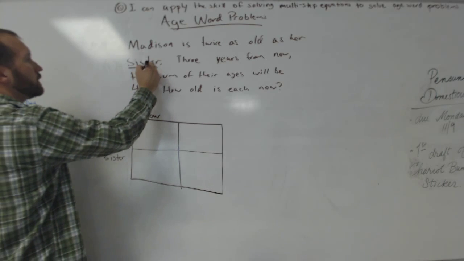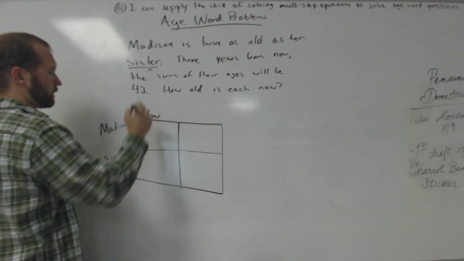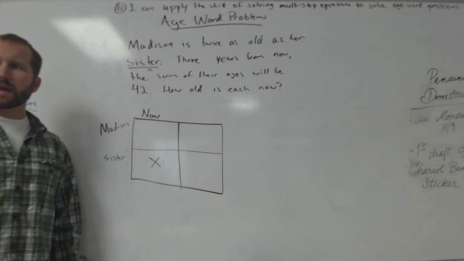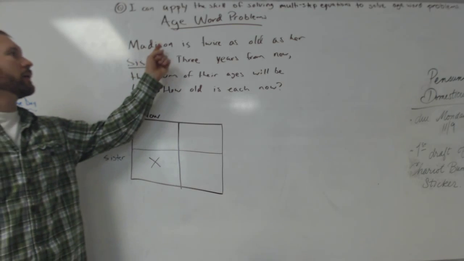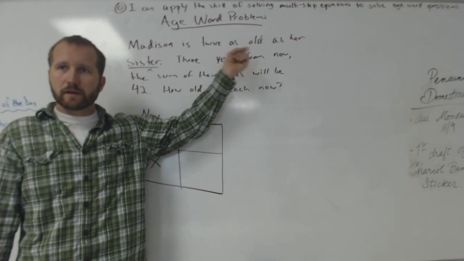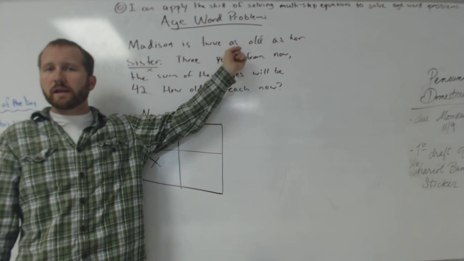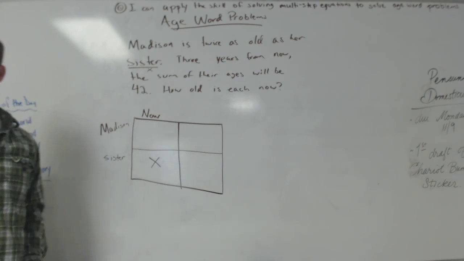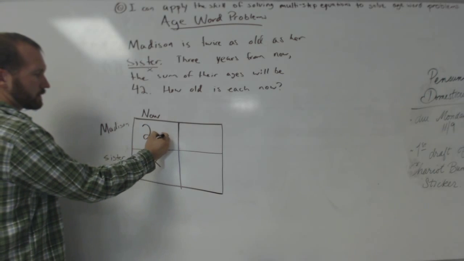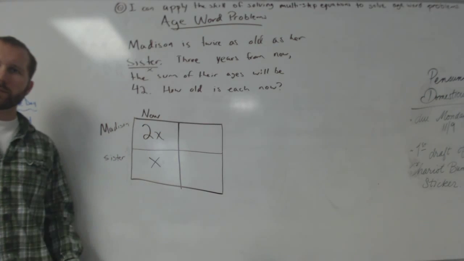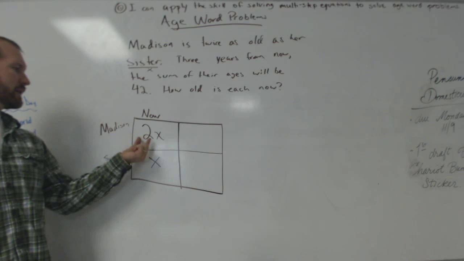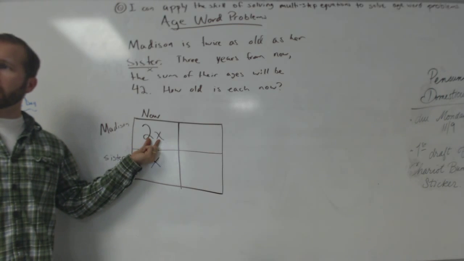So her sister is X. The reason for that is that if the first one is twice as old as, in this case Madison is twice as old as her sister, her age will be 2X. So starting with the sister and making her X, Madison is 2X. She's twice as old as X.